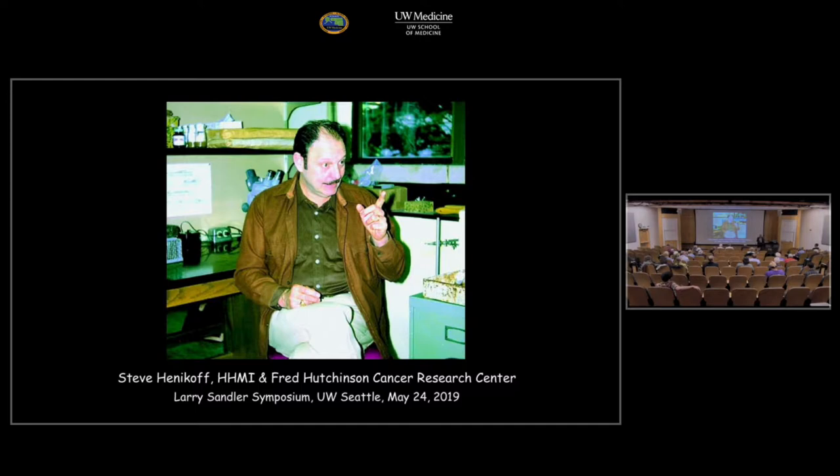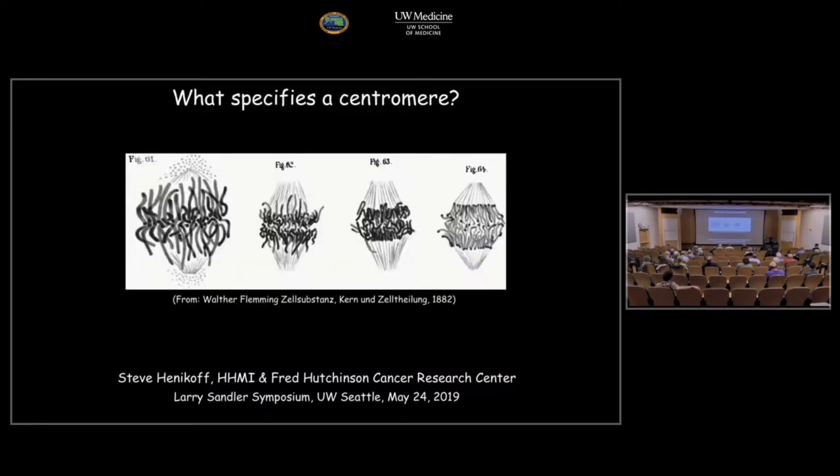I didn't really solve position effect variation at the time, but it did whet my interest in the idea that if you study heterochromatin and satellites and centromeres, you might be able to find a connection between them. And that leads to the question of what specifies a centromere.